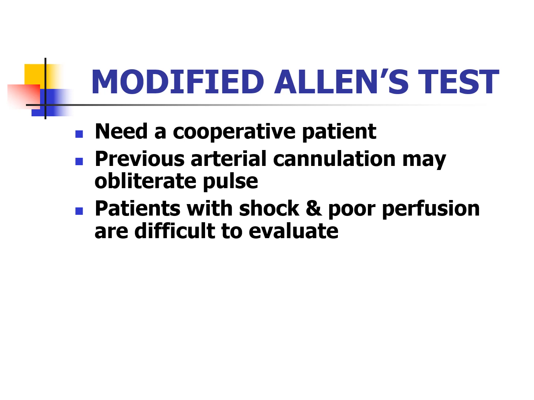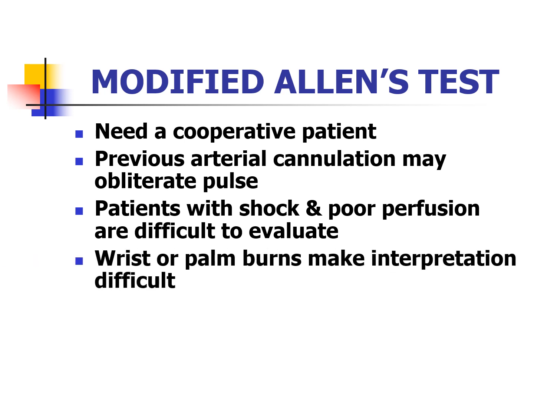Patients that are in shock, meaning massive vasodilation, or who have poor perfusion, let's say they've lost a lot of blood and were a trauma patient, are pretty difficult to assess with the Allen's test. Wrist or palm burns make the interpretation difficult, so burn victims make this incredibly hard.